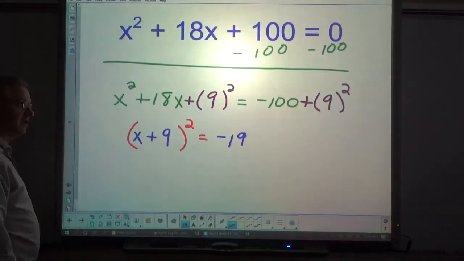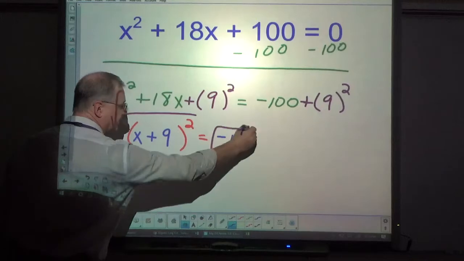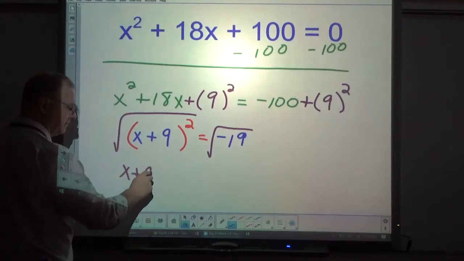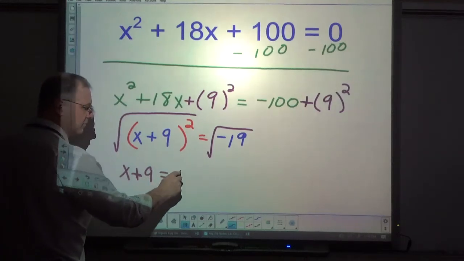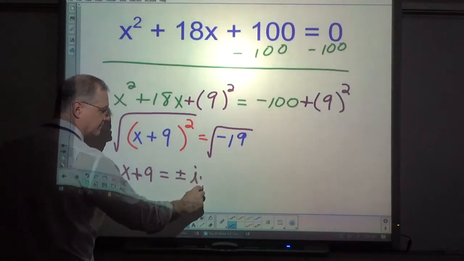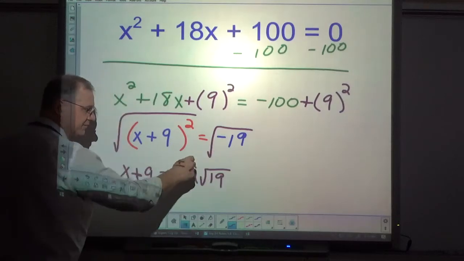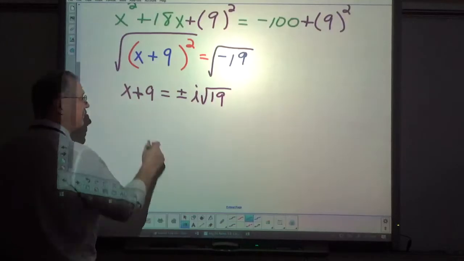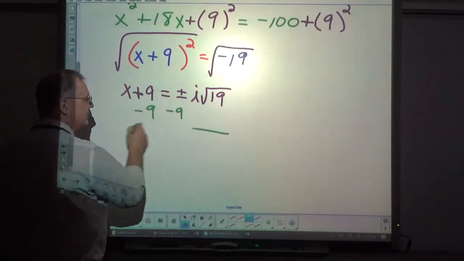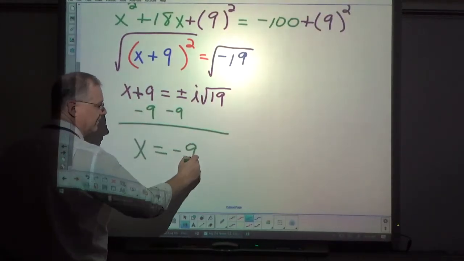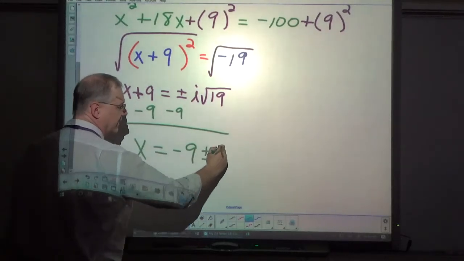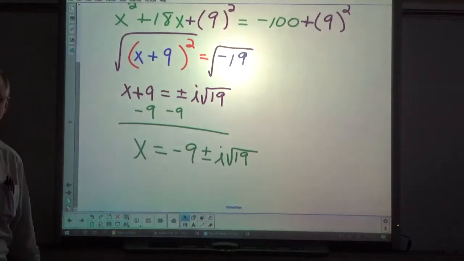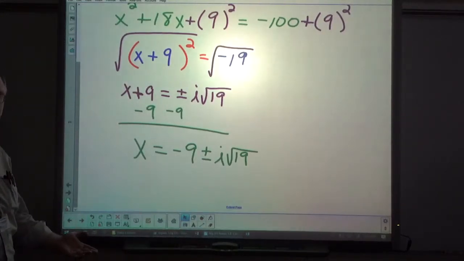Now I need to solve. I'm going to square root both sides. This is completing the square. x plus 9 equals plus minus i square root 19. Remember, pull the negative out as an i. And we finish this off by subtracting 9 from both sides. x is negative 9 plus minus i square root 19. And there you have it. That is all there is to it.